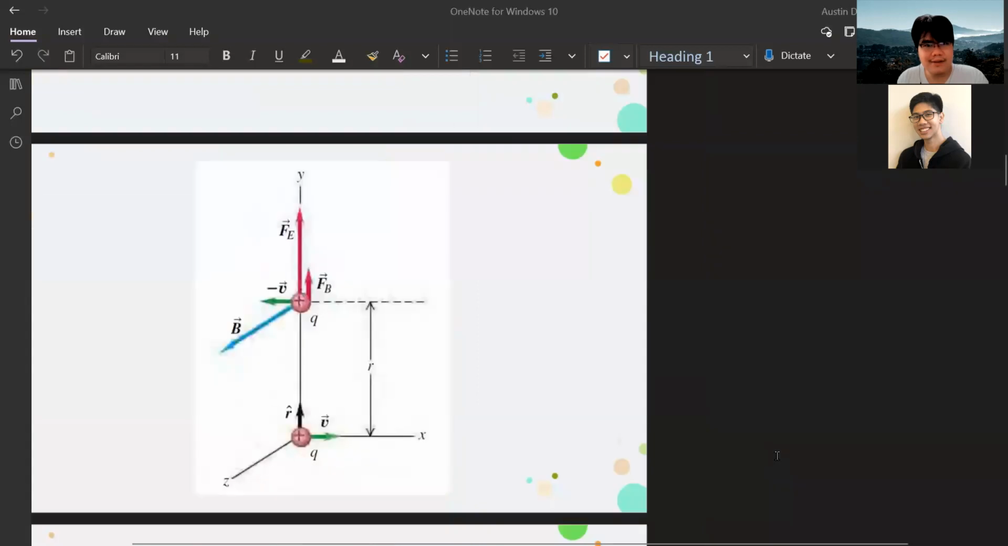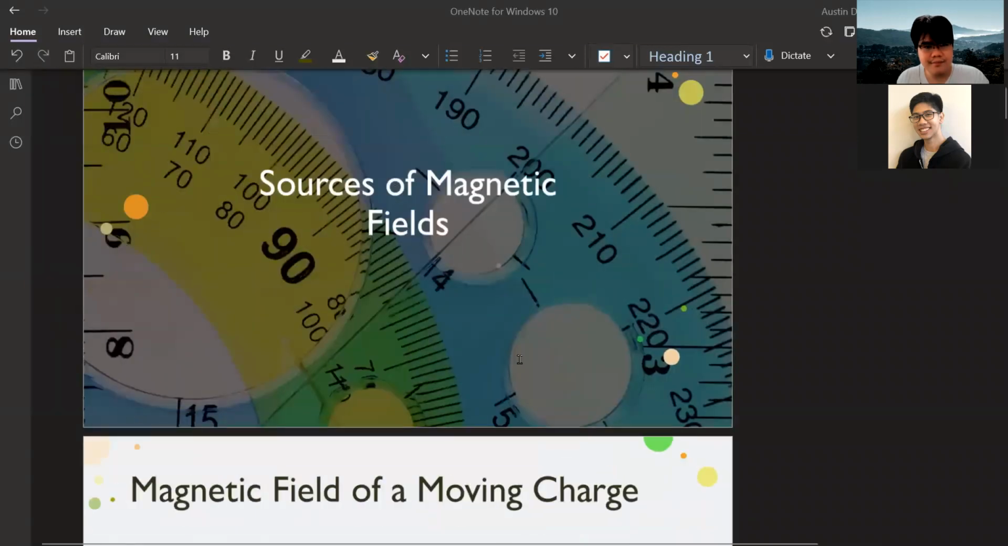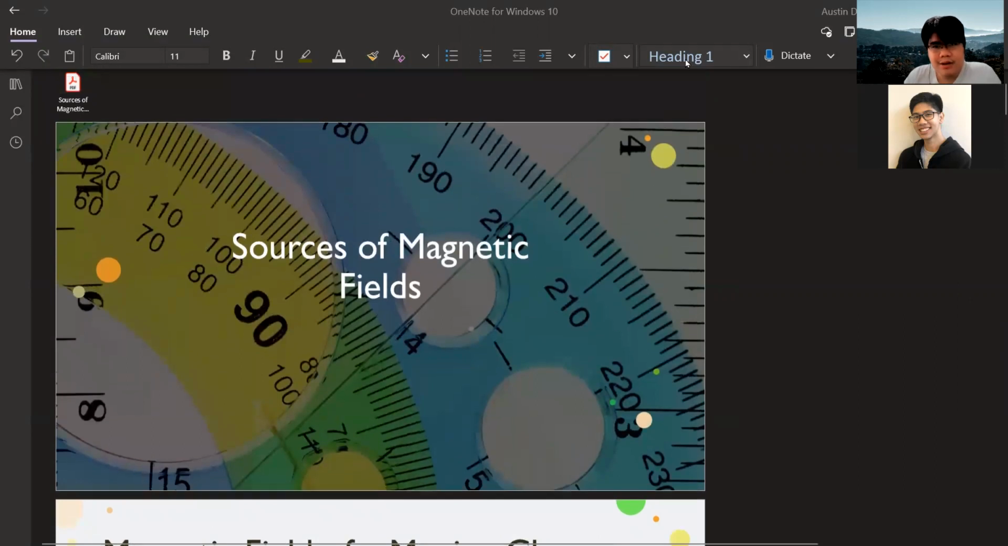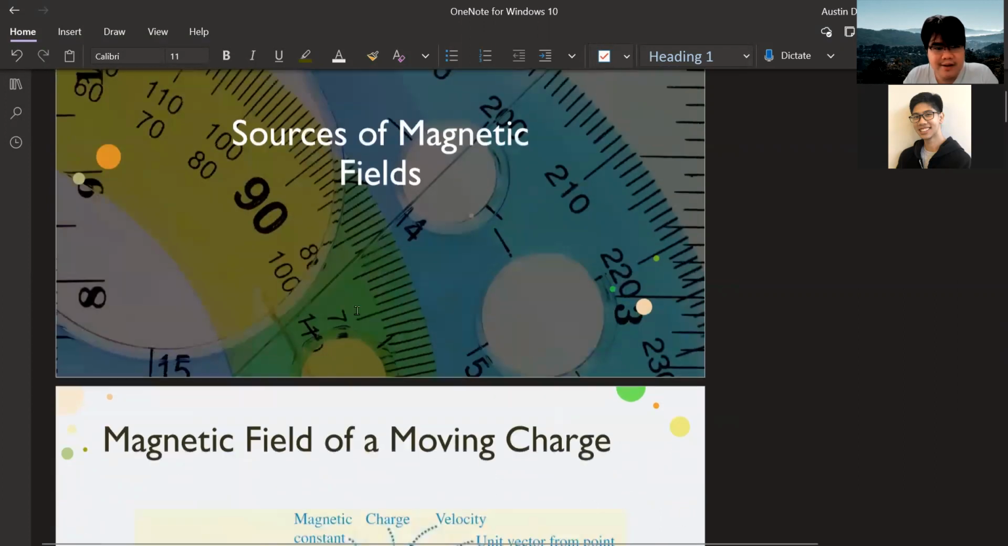Aalamin na natin kung saan ba nanggagaling itong mga magnetic field na to. How do they exist in the first place? Kasi nung mga naunang lesson, in-assume lang natin na nandyan na yung magnetic field. In-assume lang natin na, by the right hand rule, ganito itsura ng magnetic field. Okay, so paano siya mathematically? So, ayun yung lesson for today. For today's topic, it will be sources of magnetic fields.